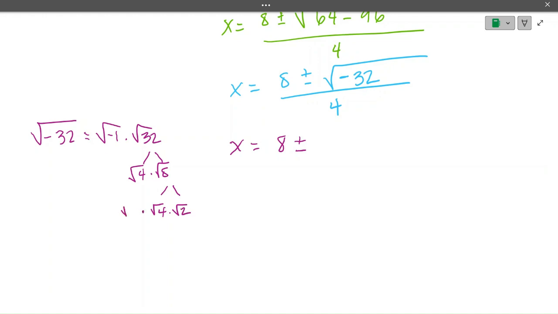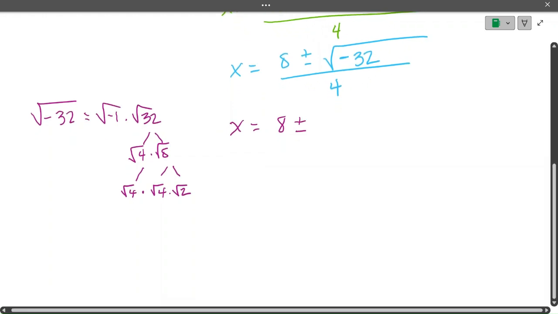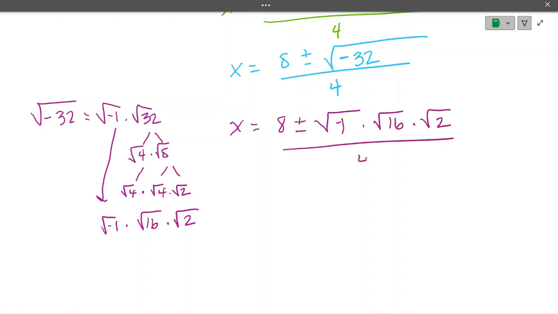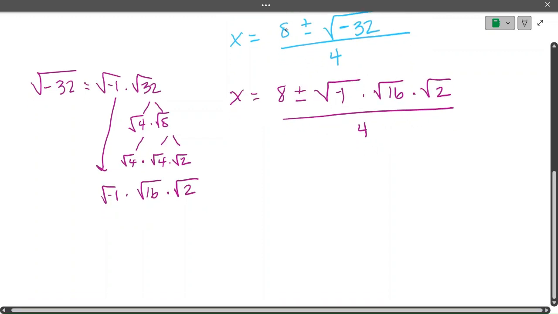So what I end up having here is the square root of 4 times the square root of 4 times the square root of 2 gives me the square root of 32. What that technically is, is the square root of 16 times the square root of 2. You might have already known that 16 and 2 are factors of 32. And then we just drop down our negative 1. So I'm going to rewrite this as the square root of negative 1 times the square root of 16 times the square root of 2, all divided by 4. There are lots of different ways you can write this, so as long as your way is equivalent, that's fine.